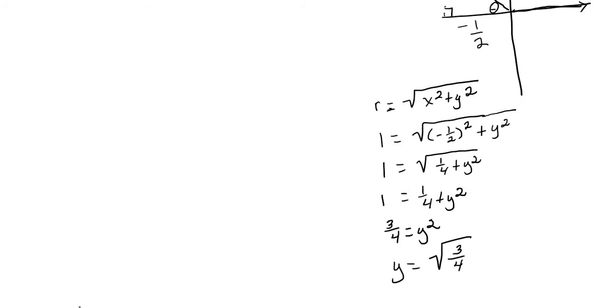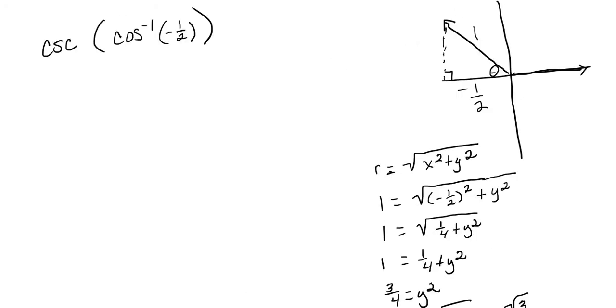I take the square root of both sides. Now when I take the square root of both sides, I know that I have the positive square root because I am above the x-axis. And when I simplify this radical expression, I have the square root of 3 over 2. So I'm going to replace this y with the square root of 3 over 2.